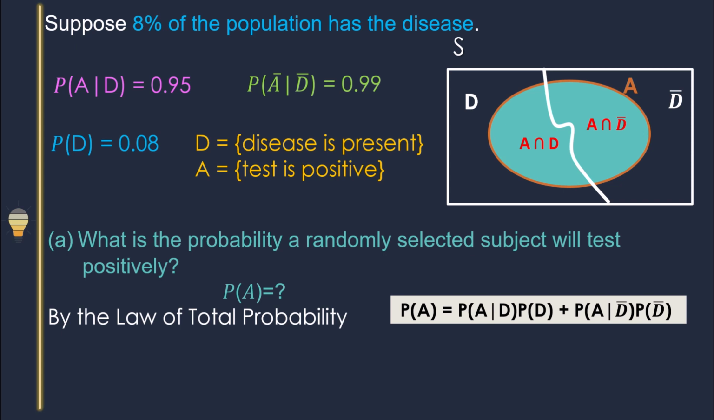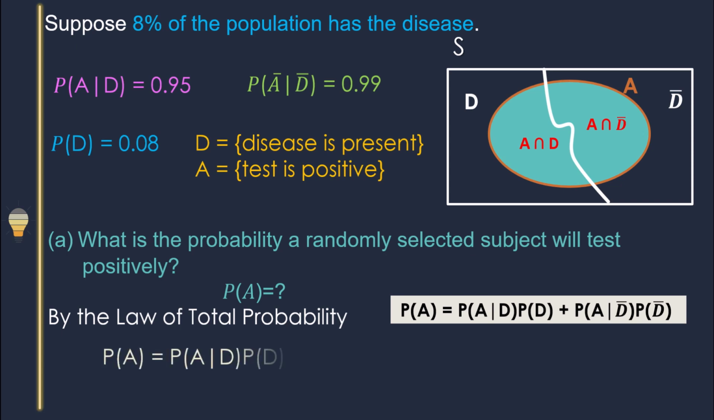If you don't know how to derive this, you can go to my previous video and watch it. I explain how to derive this on that video. Right. Now go back to the example. Here we know probability of A given D is given, that is 0.95. How about the probability of D? Yes, it is also given. But we don't have probability of A given D complement and also probability of D complement.